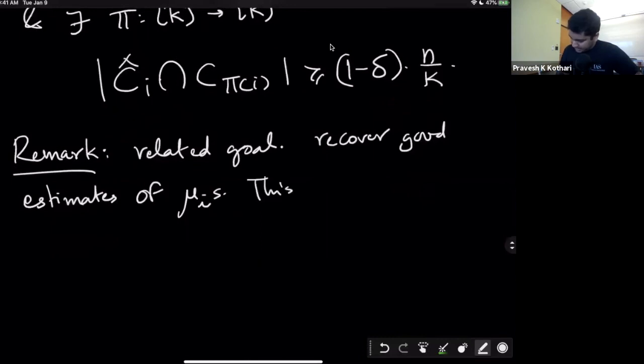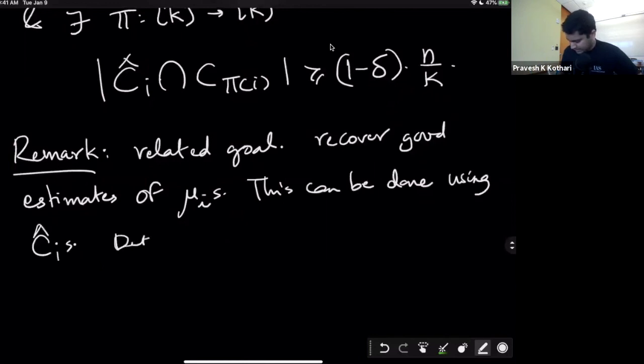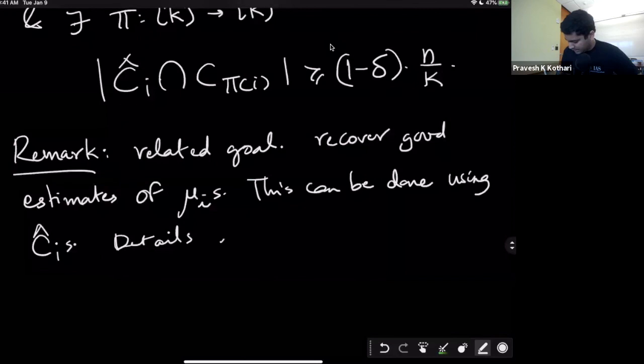This can be done using C hat i's, and I will not specify what I mean quantitatively today. Details, let's say, in the November 10 lecture.